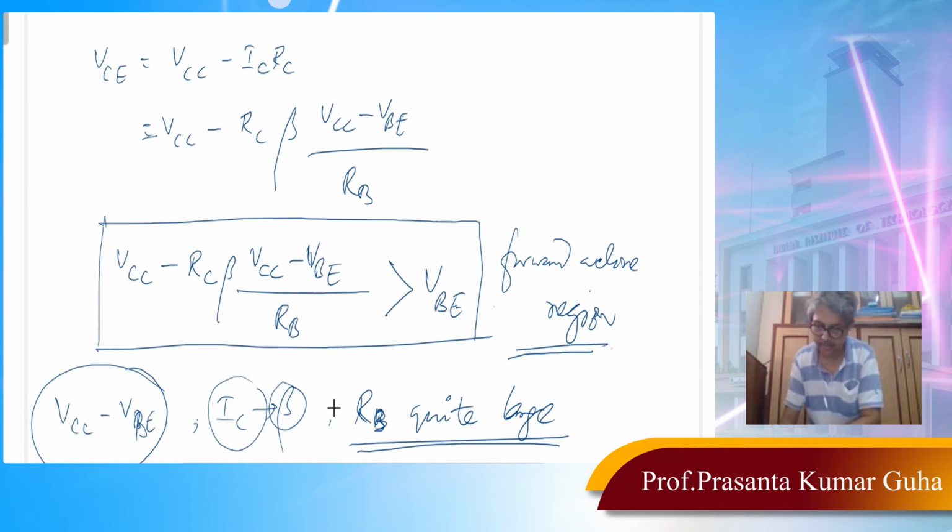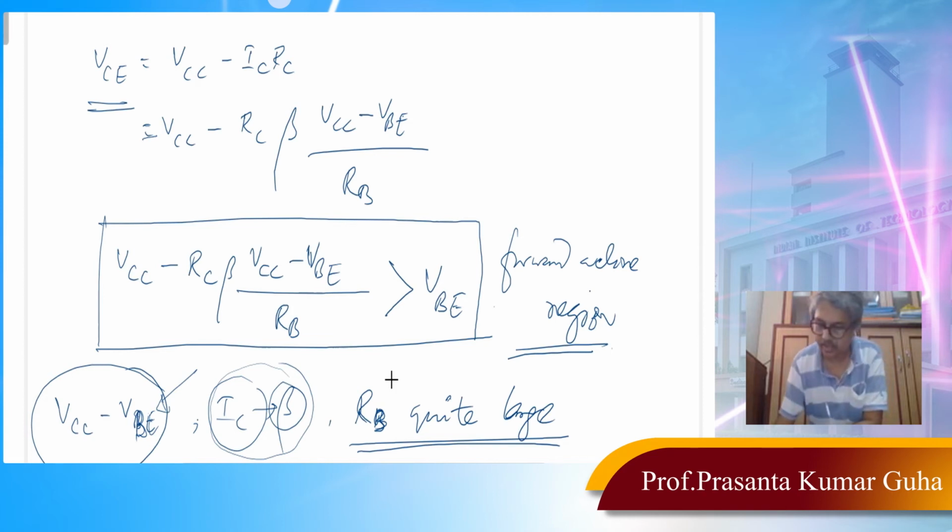So this biasing is not good for the couple of points I have just mentioned. One is that it depends on VCC minus VB, so any uncertainty in VB will change your VCE, because it will change your VC. And here IC depends on beta, so if you change your transistor, your biasing will change. Also RB will be quite large, because we tend to have IB at a quite small value.